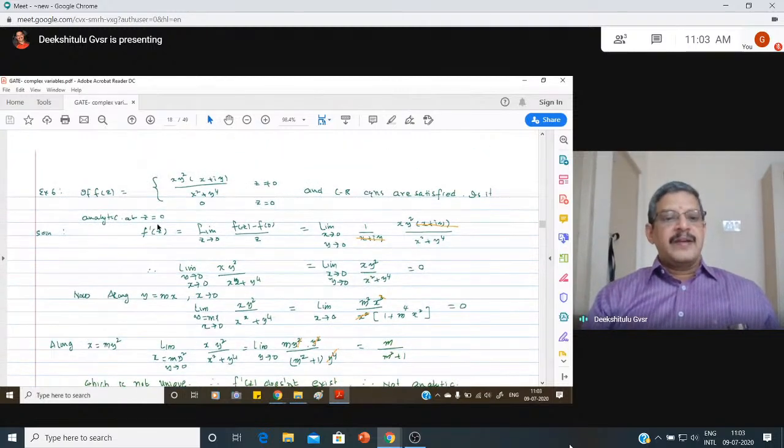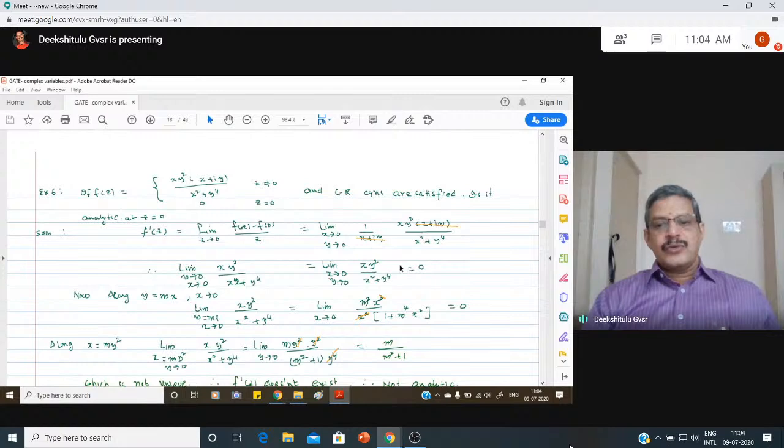For that again, what I do is consider f'(0). Does it exist? Just like in the previous problem, that means the limit as z goes to 0 of (f(z) − f(0))/z. Limit z tends to 0 means x goes to 0, y goes to 0. f(z) is xy²(x + iy)/(x² + y⁴), and f(0) is given as 0. Since z is x + iy, the numerator has x + iy and the denominator x + iy. If you cancel them, this is the expression.